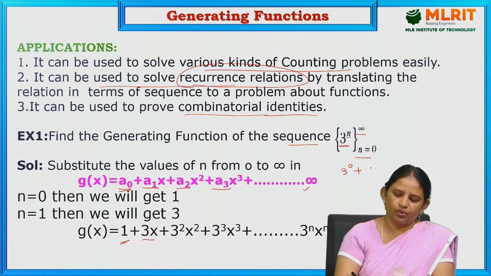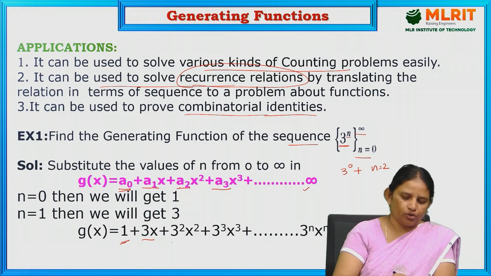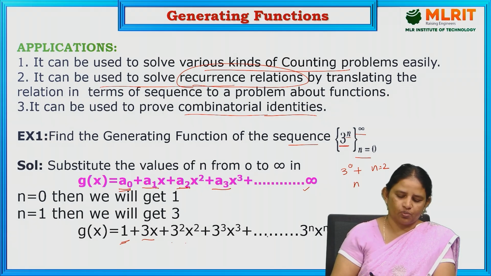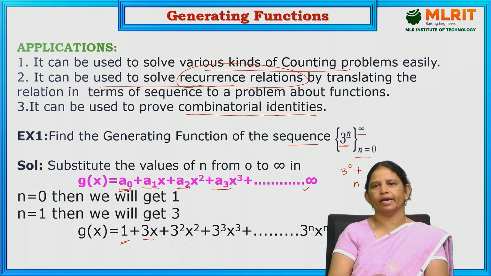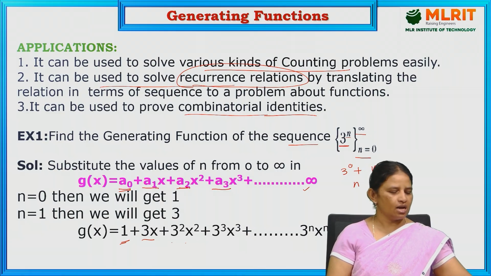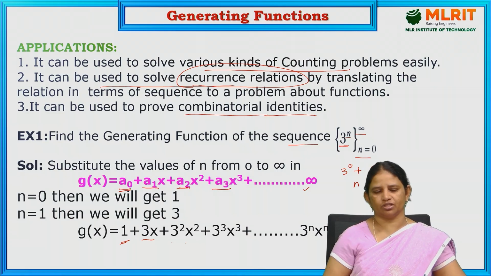n equal to 2: a2 value is 3^2 x^2. Then n equal to 3: 3^3 x^3, and so on, 3^n x^n. This is the generating function expansion.